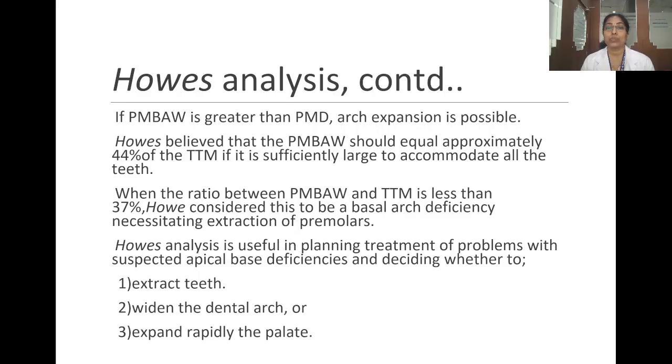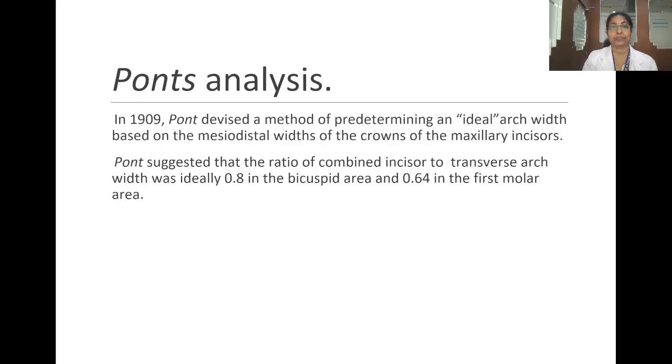Now, when the ratio between the PMBAW and the total tooth material is less than 37%, then there is basal arch deficiency necessitating extraction of premolars. However, this analysis is useful in planning treatment of problems with suspected apical base deficiencies and deciding whether to extract the teeth, whether to widen the arch, or whether to expand the palate.